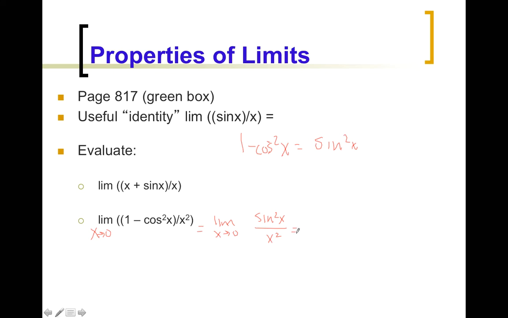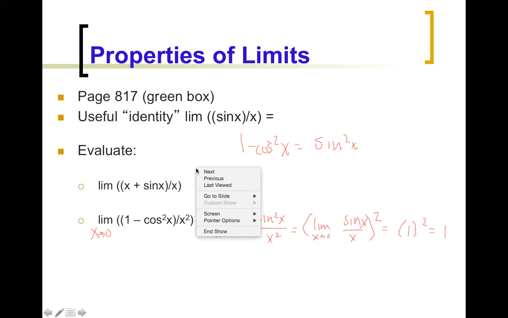And then we have a power rule for limits. Since this is squared and this is squared, I can say the limit as x approaches 0 of sine x over x, squared, because this whole fraction here was squared, so I can square the whole limit. Well, again, this is my identity. The limit as x approaches 0 of sine x over x is 1. So I get 1 squared, which is 1. So the whole limit of this function is 1, just using a little bit of manipulation that we've done in previous chapters.